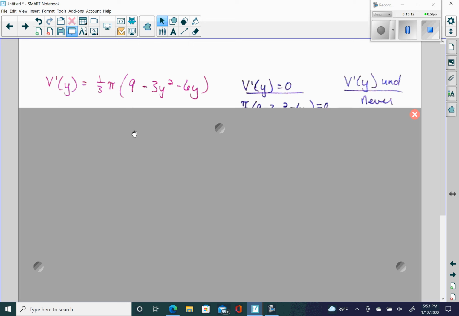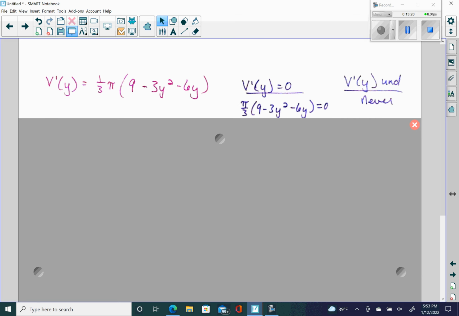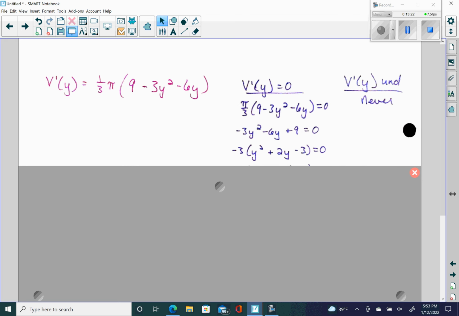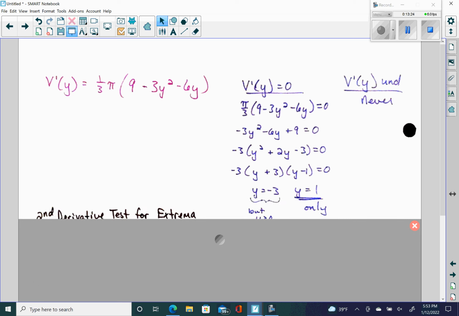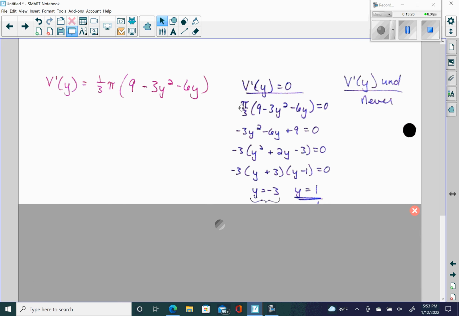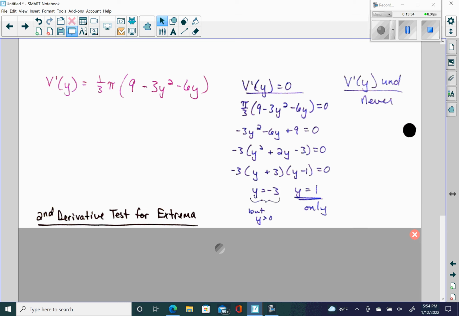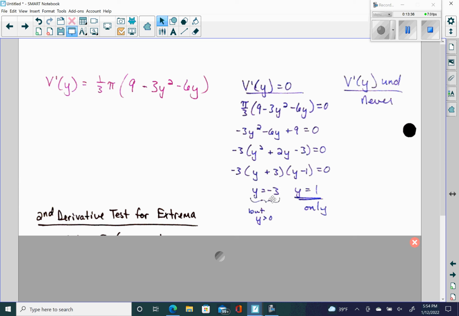And this is what we get. So we can think of this just as a coefficient. So we simply just take the derivative of each term inside the set of parentheses. So what I did to begin with here is I just divided both sides by pi over 3. I rewrote this, factored out a -3, and then we can factor here. But because y has to be greater than 0, we don't use the y equals -3, just y equals 1.